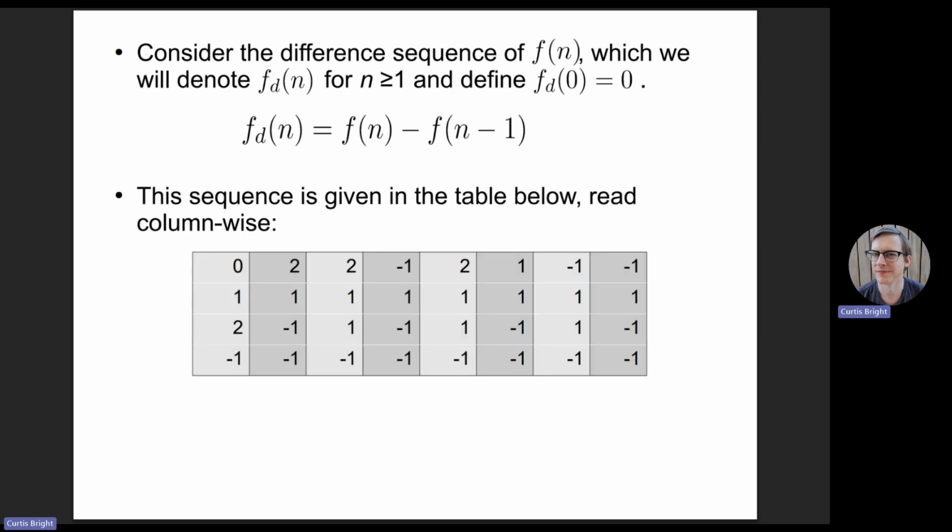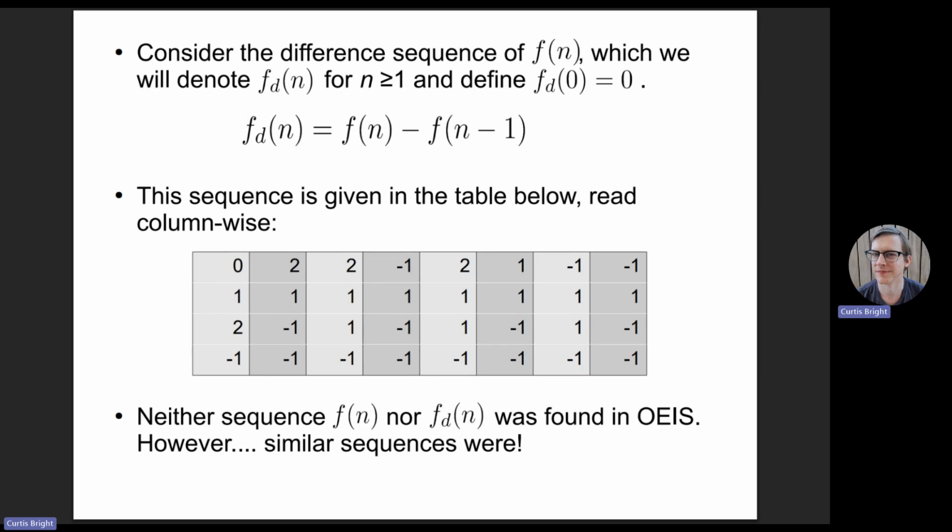So just the sequence we had bolded before, if we look at the difference between any 2 consecutive terms, we get this new table. And this does exactly read off those patterns we talked about before, where we're increasing or decreasing by 1. Sometimes we increase by 2. That occurs where the index is a power of 2. So what about this sequence? Is this anything? This was not in OEIS either, so nothing is known about this exact sequence.